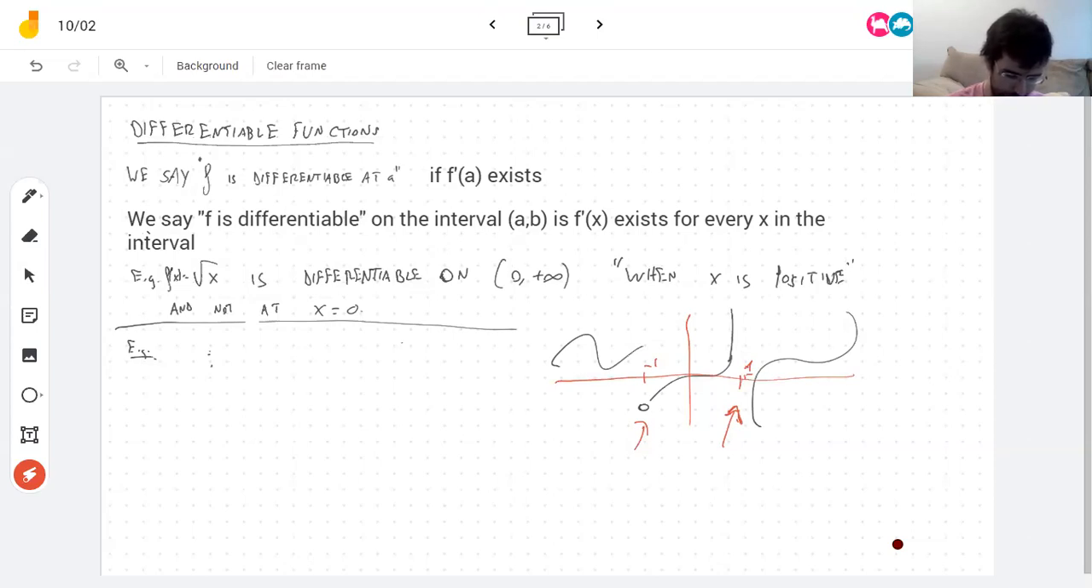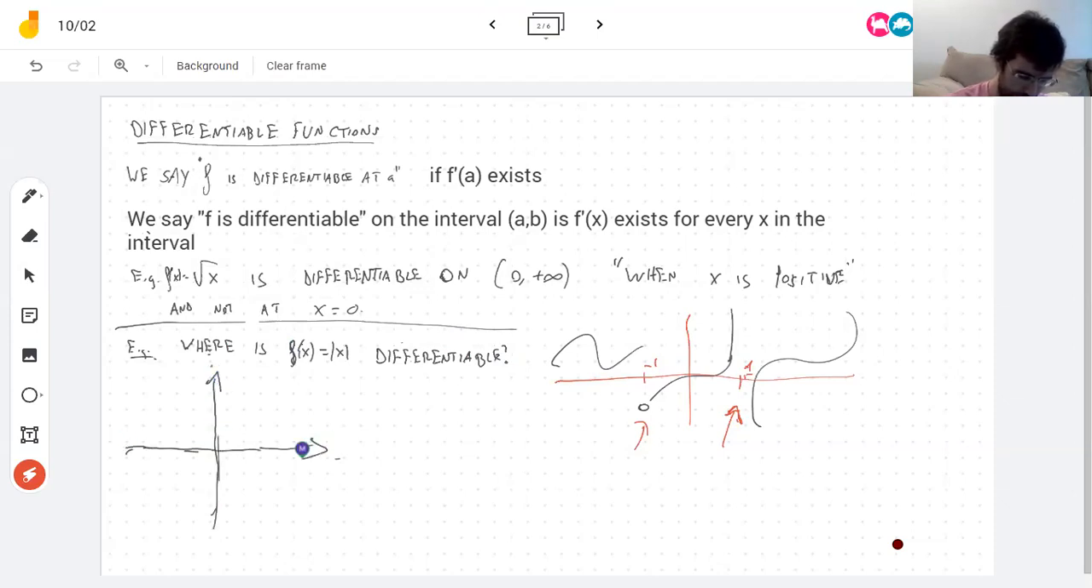Okay, so here's an example with the other kinds of brackets. Where is the absolute value, our favorite function, differentiable? So this is the graph of the absolute value. It's y equals the absolute value of x.